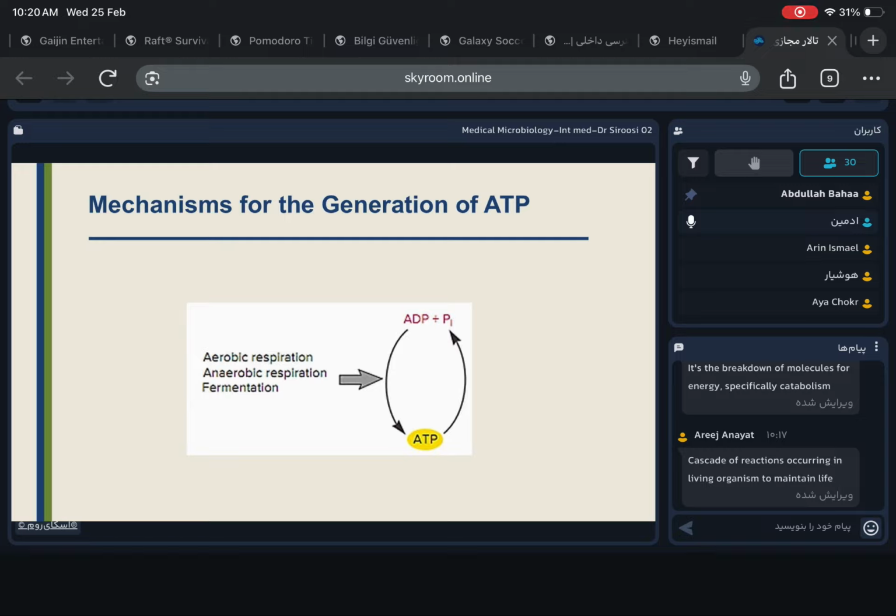And finally, we have fermentation. And in fermentation, there is no electron transport chain. I told you when I was telling you about the electron transport chain that there are some bacteria that don't have the electron transport chain at all.